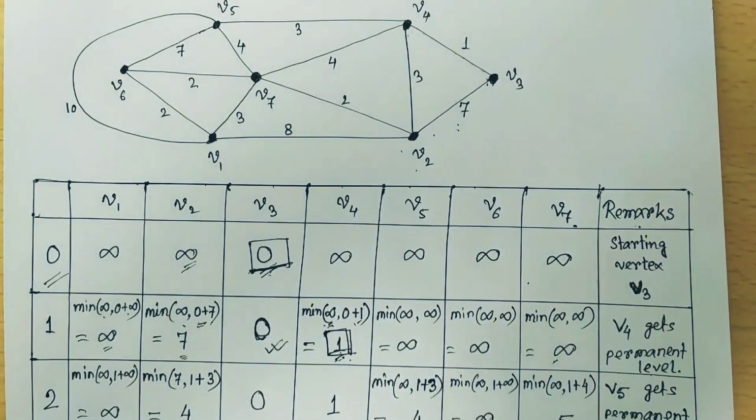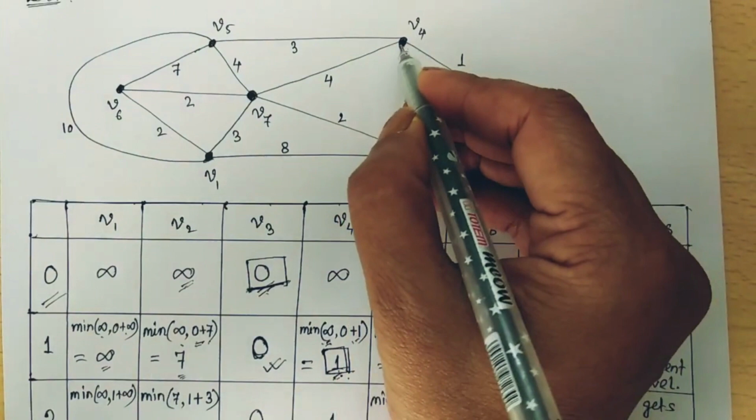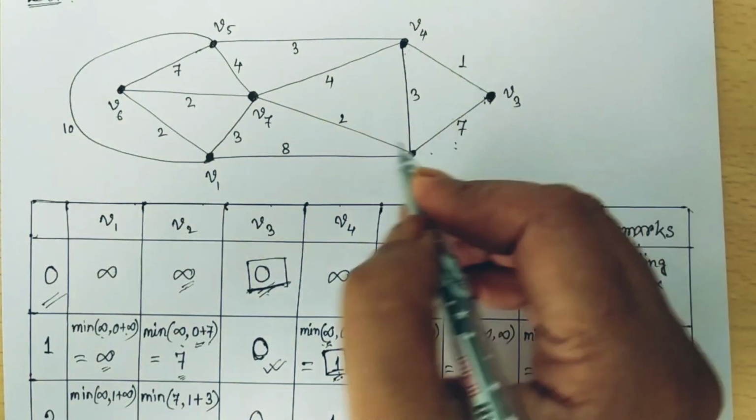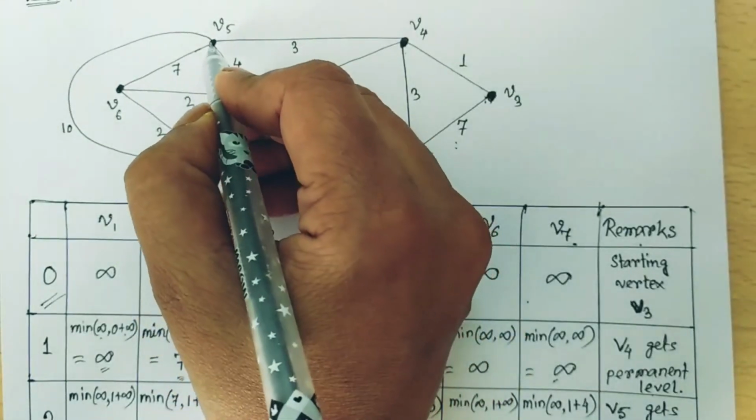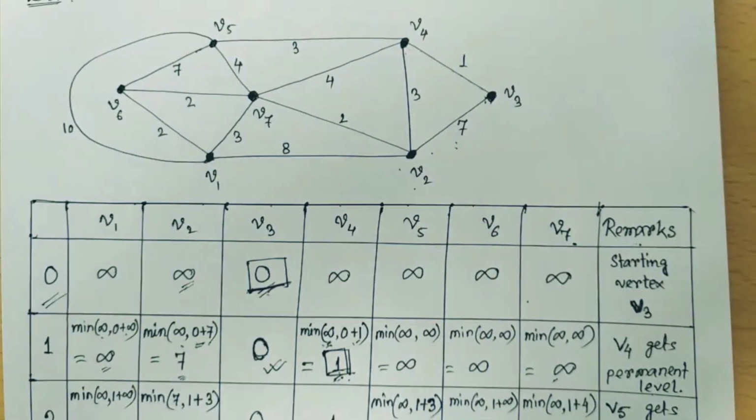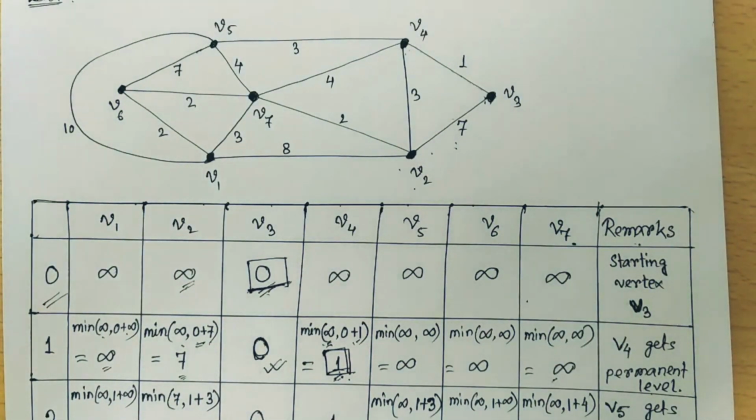After moving to V4, we find out V4 is connected with the vertices V2, V7 and V5. Here one thing you should remember: whichever vertex gets its permanent label, we should not do anything with that vertex again. For the vertices that have not yet got the permanent label, only for them we change according to the connectivity.